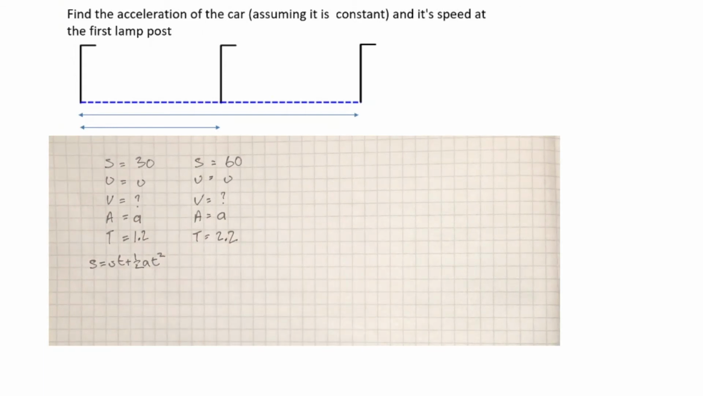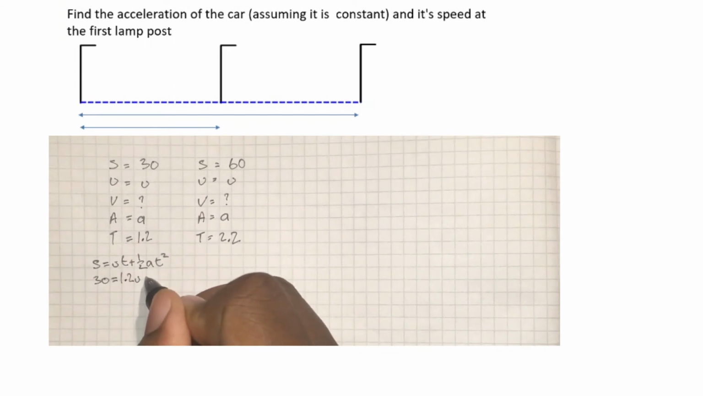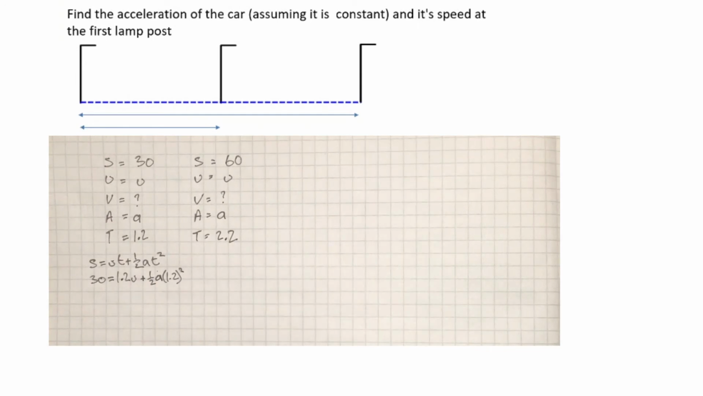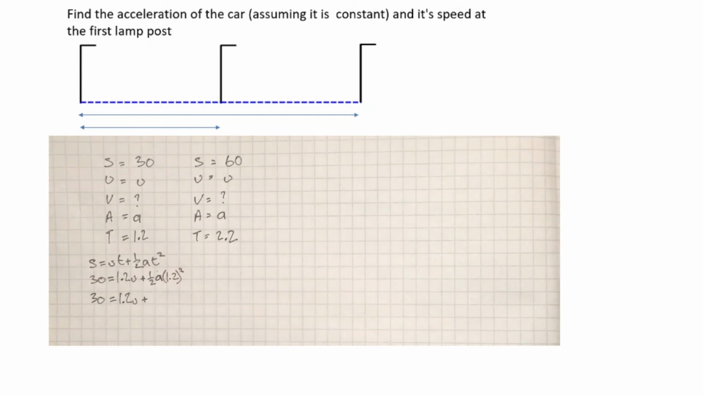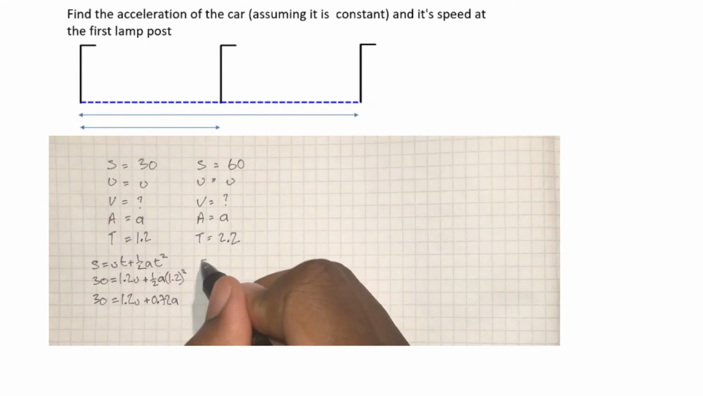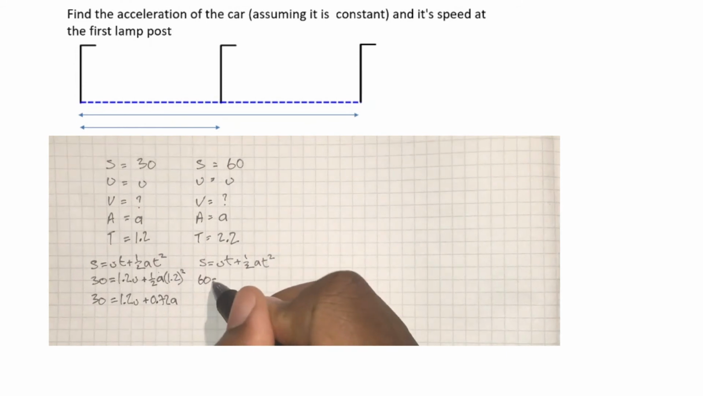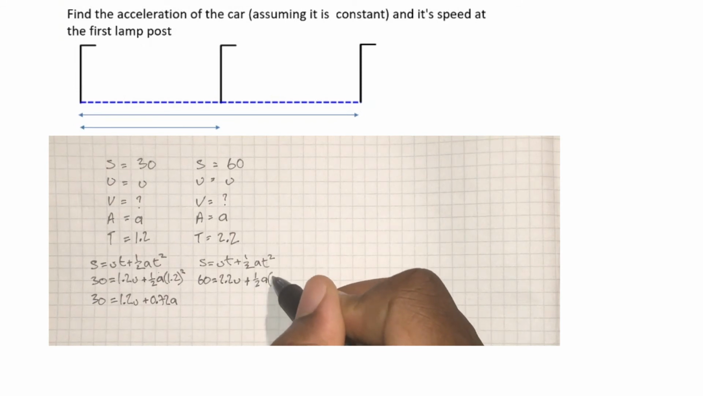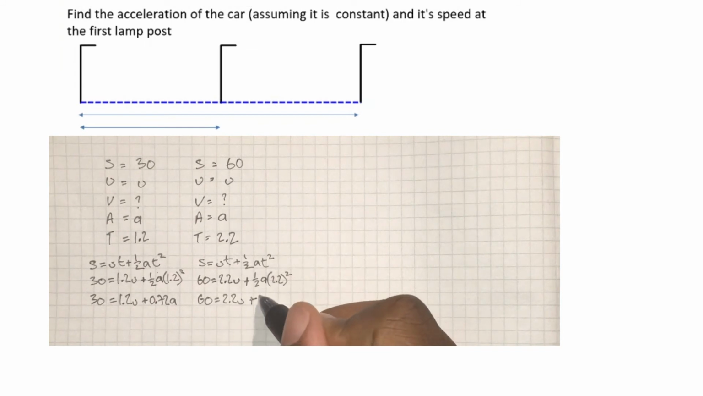So I'm going to choose the SUVAT equation that works best with the variables we're working with. We'll use s equals ut plus half at squared. Substituting in, we get 30 equals 1.2u plus 0.72a. As we move on to the variables for the entire journey, we get 60 equals 2.2u plus 2.42a. These are the equations that we'll use as our standard simultaneous equations.